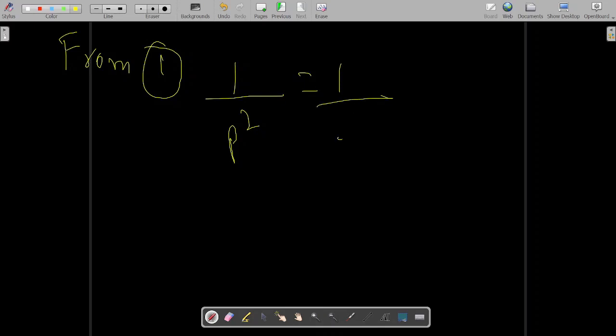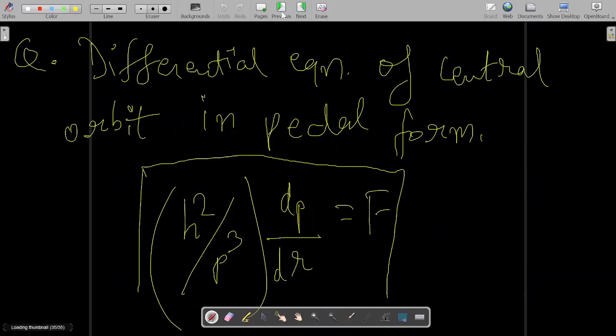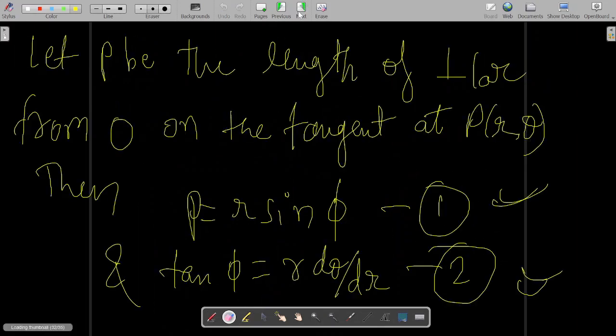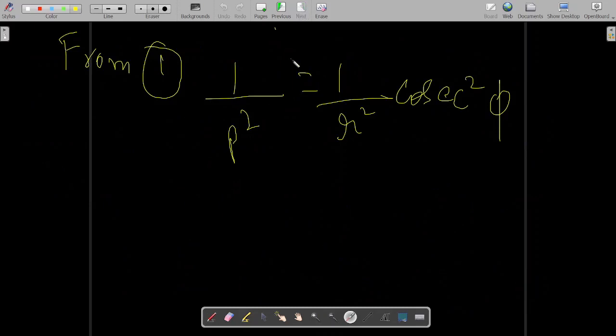1 over r square. Why did we do this? Because in pedal form we have the expression in our mind. This is the pedal form equation which we have in our mind, and in it dp by dr is visible, meaning we will have to differentiate p with respect to r, and 1 over p cube is visible. So we will have to take the reciprocal of equation 1. When you take the reciprocal of this, what do you get?